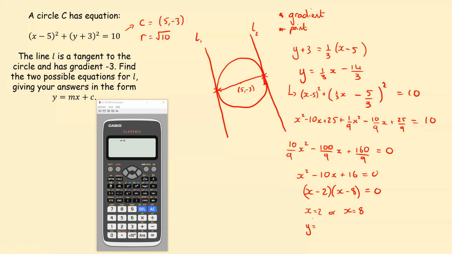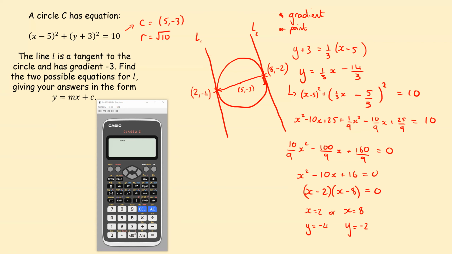So for y, when x is 2, we want to put that back in. I'd use the y equation. So I've got 2/3 minus 14/3. That's going to be minus 4, so minus 12 over 3. And then for the 8, I've got 8/3 minus 14/3, which is going to give me minus 2. So that gives me these 2 points. So this is going to be (2, minus 4). And over here is going to be (8, minus 2). So not the best picture so far, but it'll do for now.